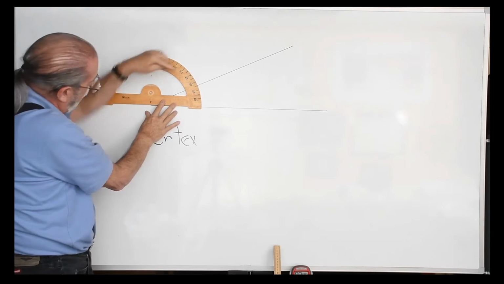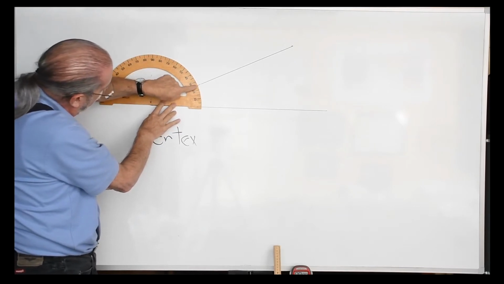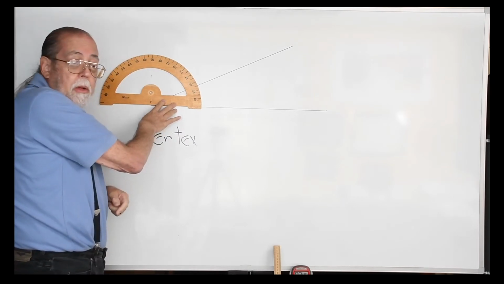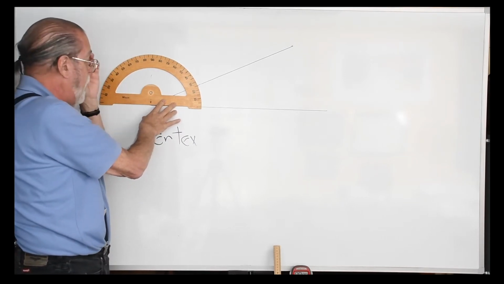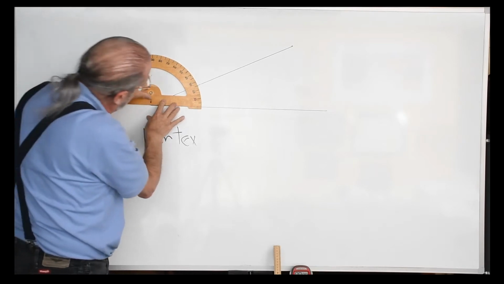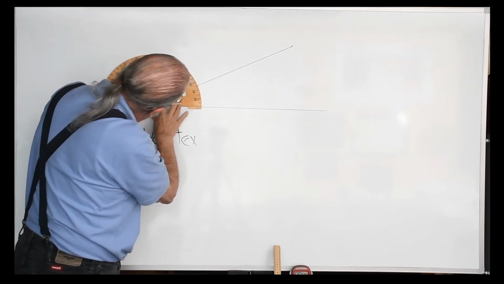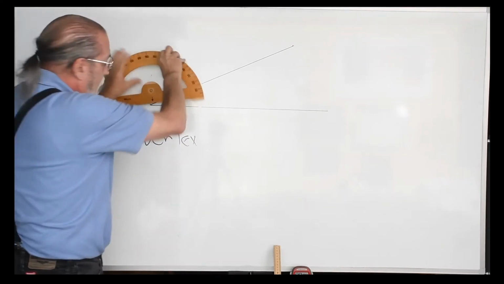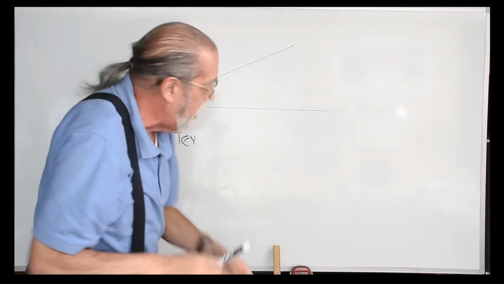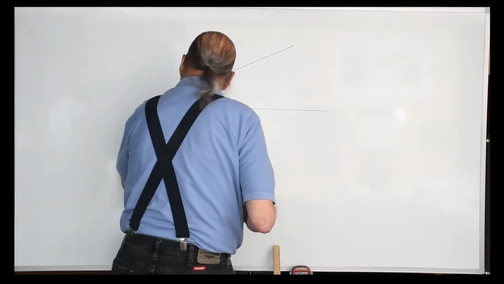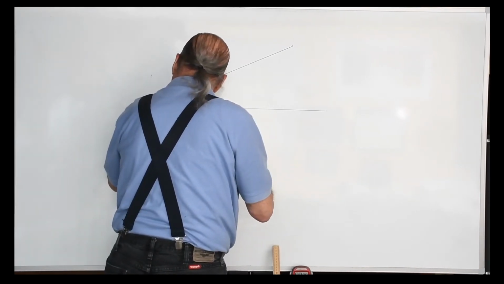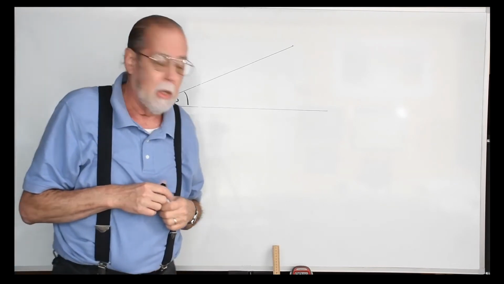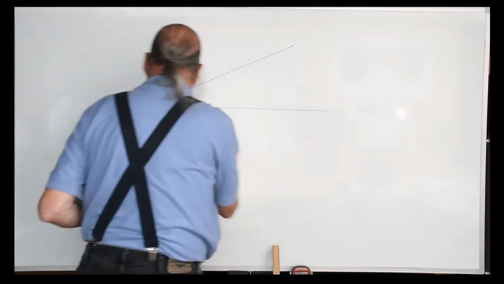And then you read where the line crosses on the semicircle. Don't use the scale where the numbers are greater than 90. All of our angles are less than 90 degrees. In this case, it's a little bit above the 25 mark, probably on the 26 mark, and so this would be a 26 degree angle. Let's try another one.